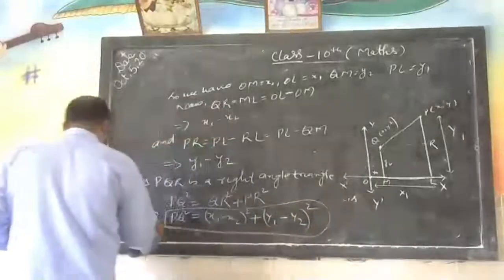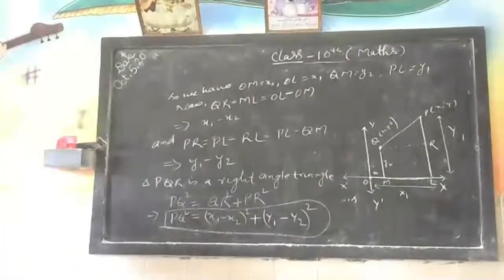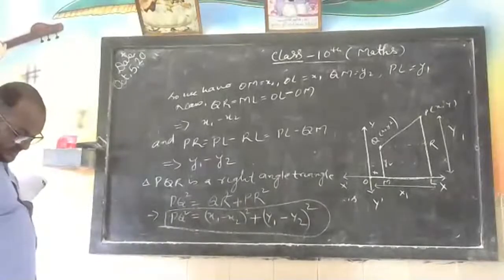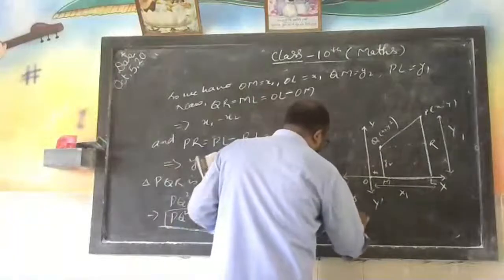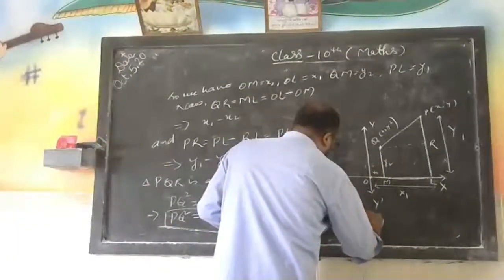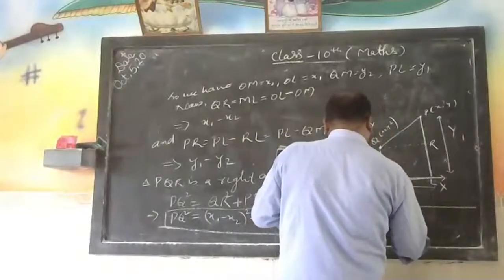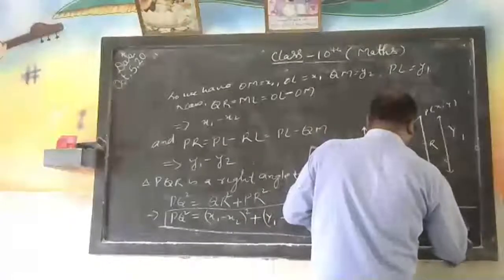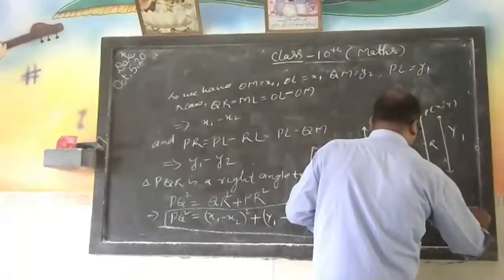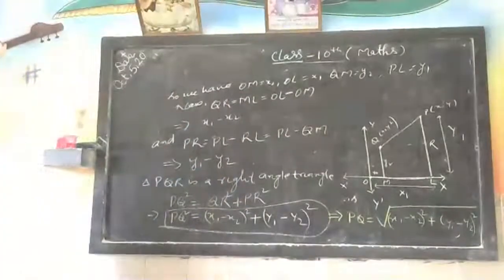This is the distance formula. You can also write this in this way: PQ is equal to under root of x1 minus x2 whole square plus y1 minus y2 whole square. So this is the distance formula.